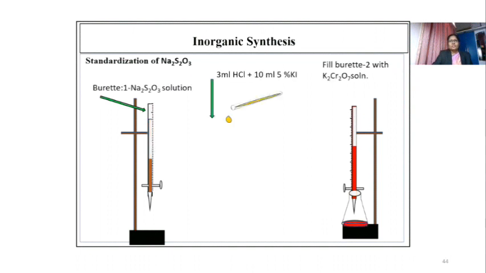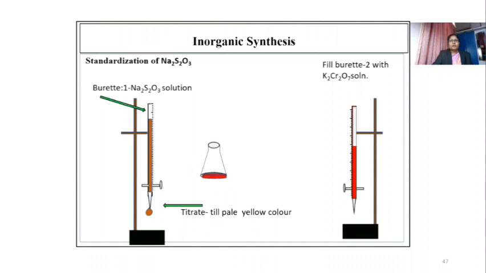Further, add to this solution 3 ml concentrated HCl and 10 ml 5% potassium iodide solution. Shake this flask well. Next step is cover the flask and keep it for about 5 minutes. Now titrate this solution with sodium thiosulfate solution.